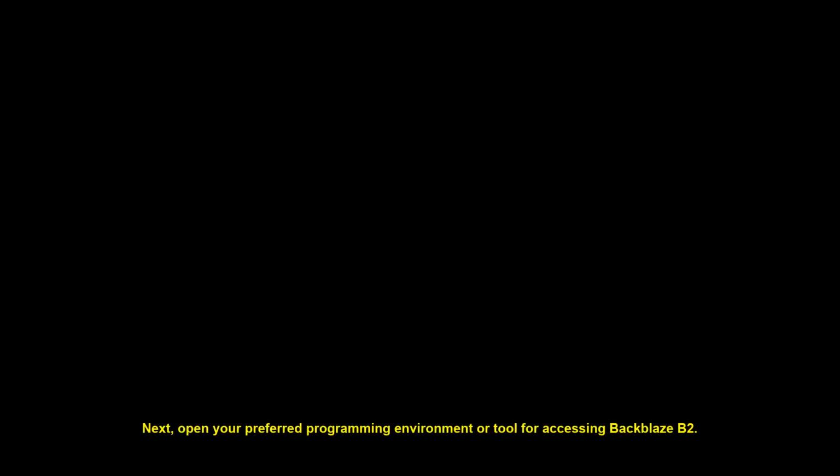Next, open your preferred programming environment or tool for accessing Backblaze B2. Install any necessary libraries or SDKs for Backblaze B2 if required. In your code or configuration, insert the key ID and application key you obtained earlier. Set the endpoint for Backblaze B2, typically in the format https://s3.s-west-002.back. To ensure everything is set up correctly, run a simple code snippet to validate the connection.